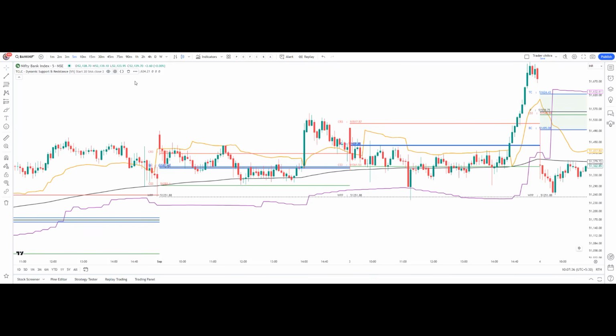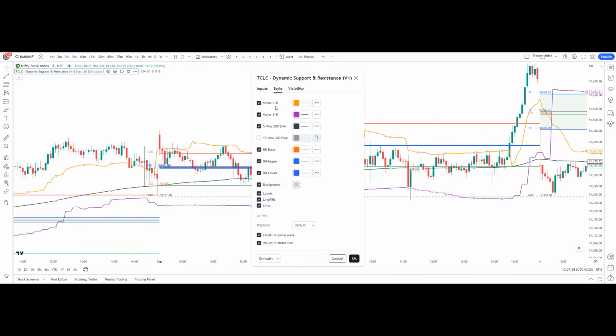Once you go to the settings, this minor support and resistance level, this line width also you can change accordingly. If you want a thin line, you can choose it. If you want it thicker, you can also choose accordingly. Colors also you can change. Same for the major support and resistance level, and you can change it as a line or anything like circles, columns, step line, anything you can make. I am using line here.